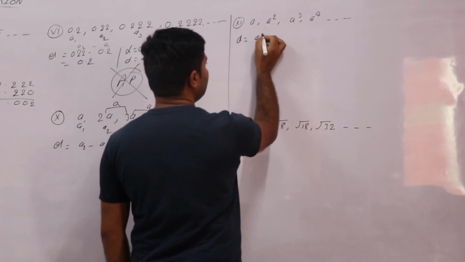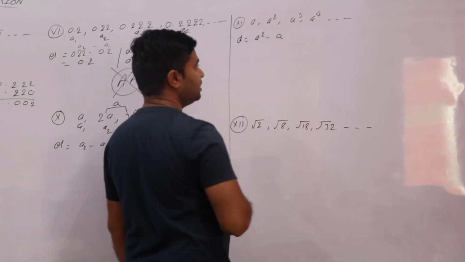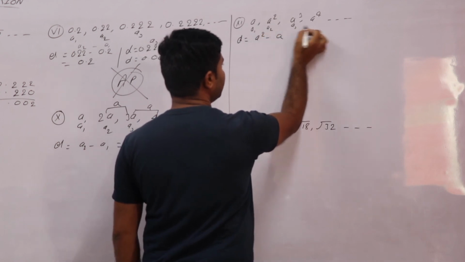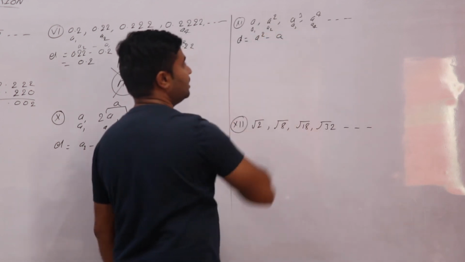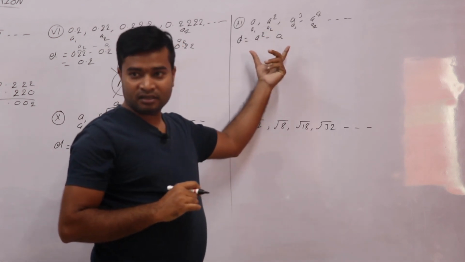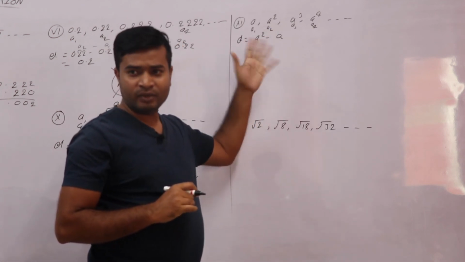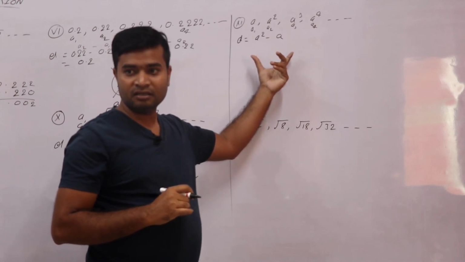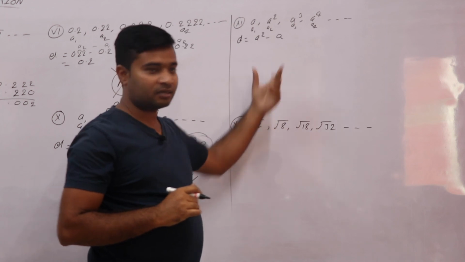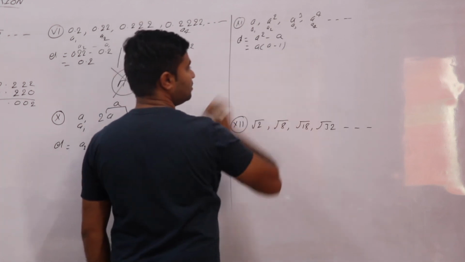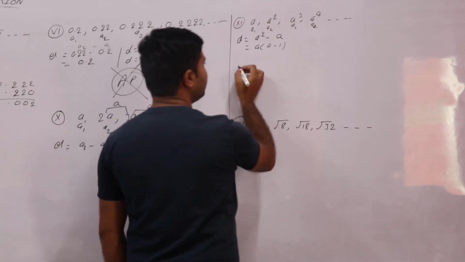D is equal to A square minus A. A1, A2, A3, A4. So A2 minus A1: A square minus A. We can't subtract here because both are different variables. We can't subtract. We can just take common, so take out A, giving A minus 1. True? Yes, sir.